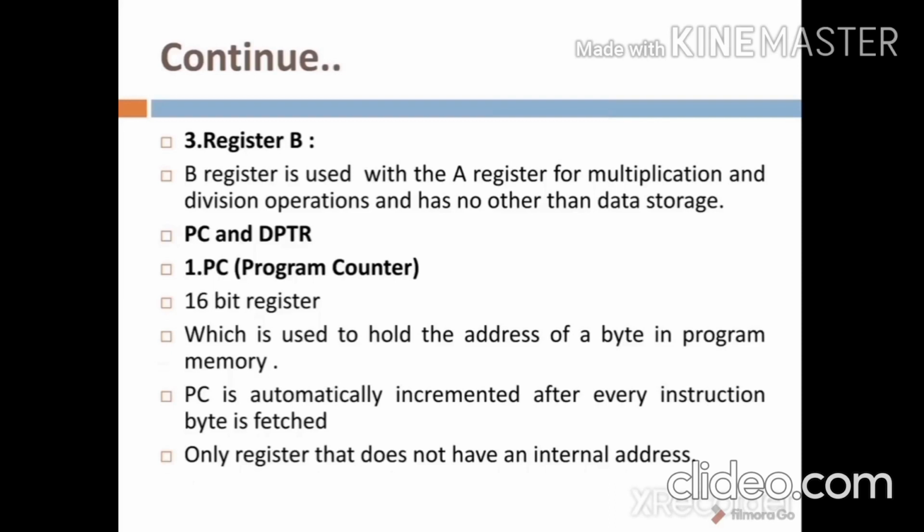Then next are the 16-bit registers PC, that means program counter, and DPTR. So the first one is PC, the program counter. The program counter is a 16-bit register which is used to hold the address of a byte in program memory.